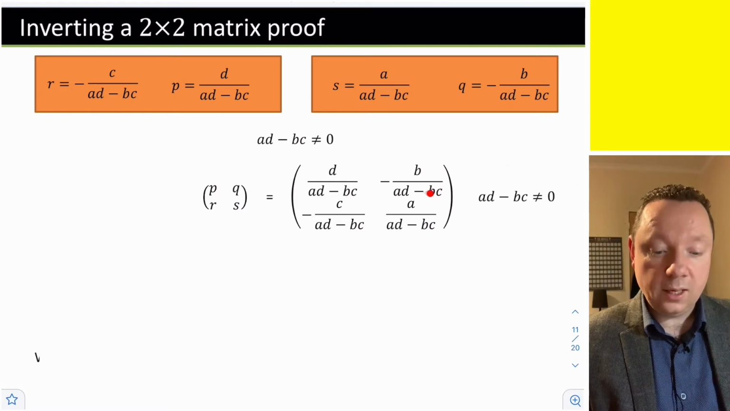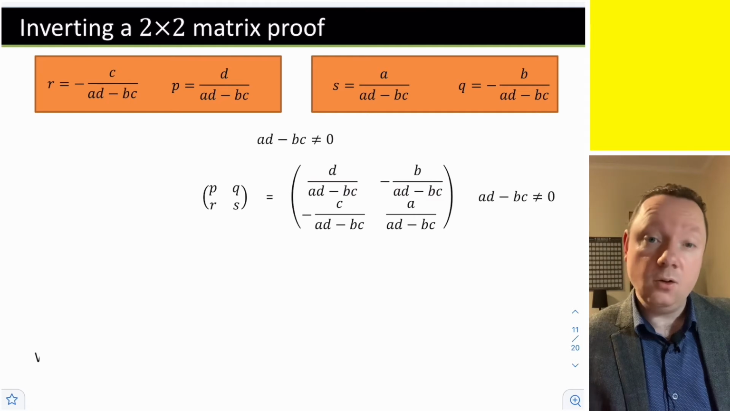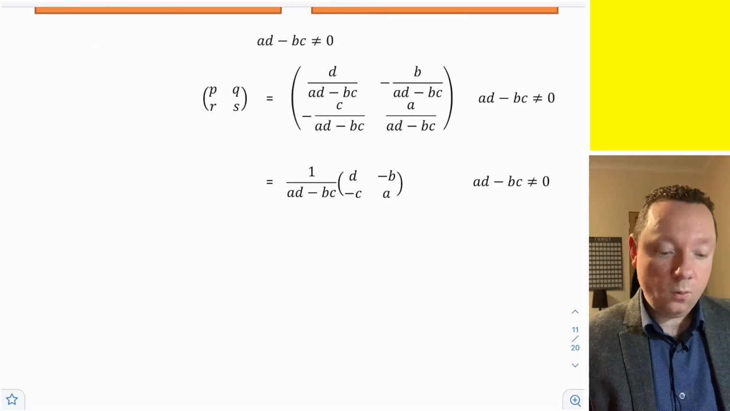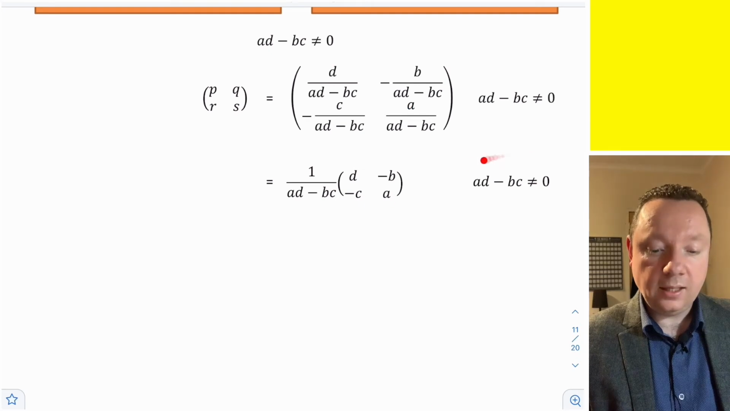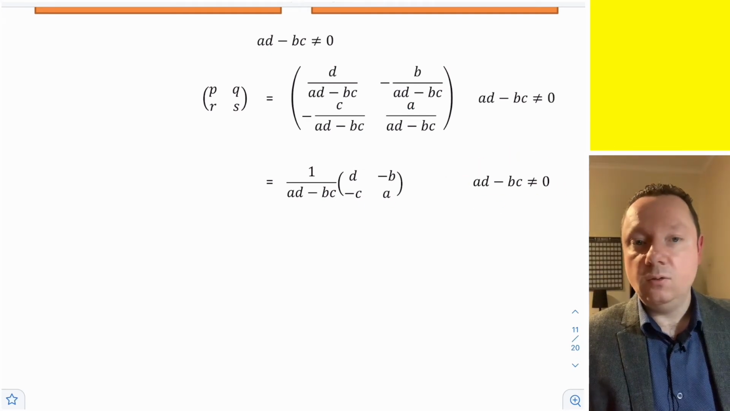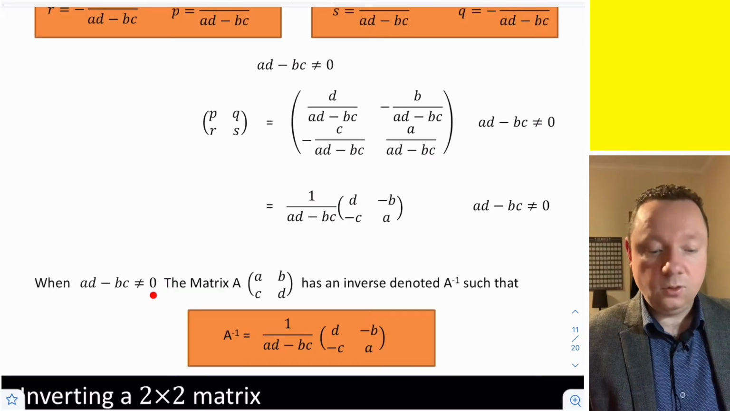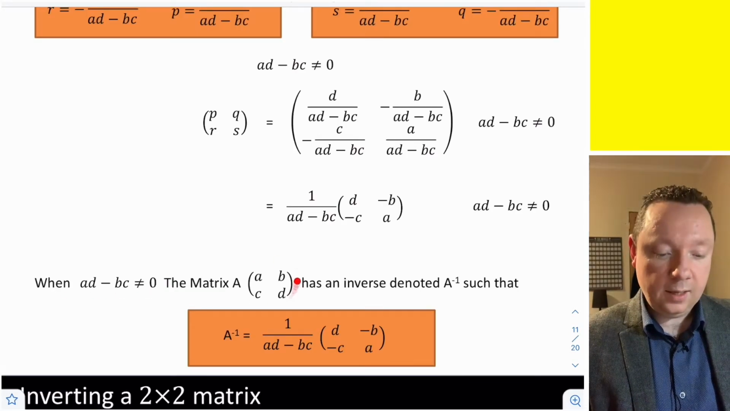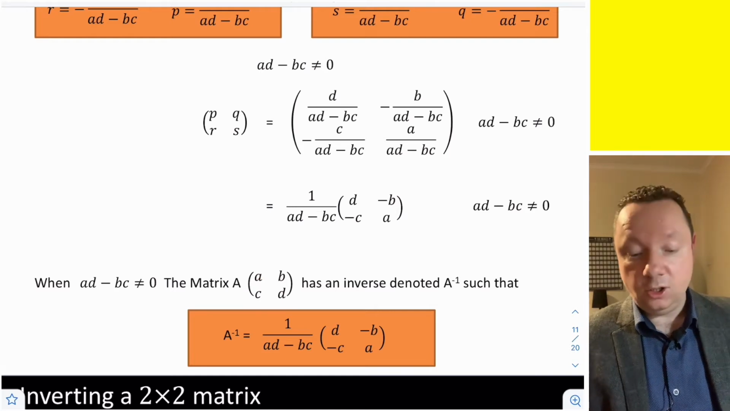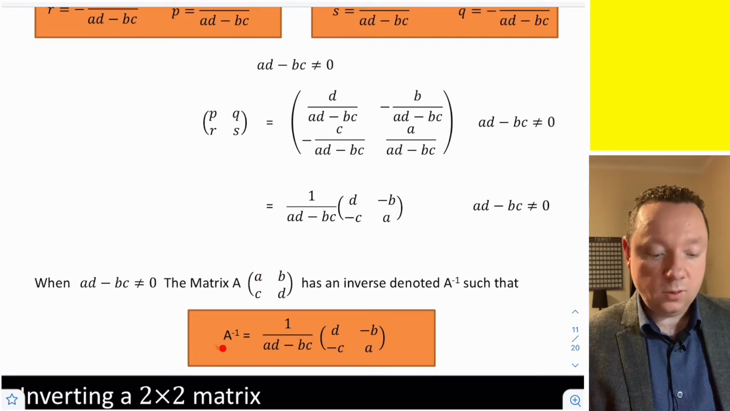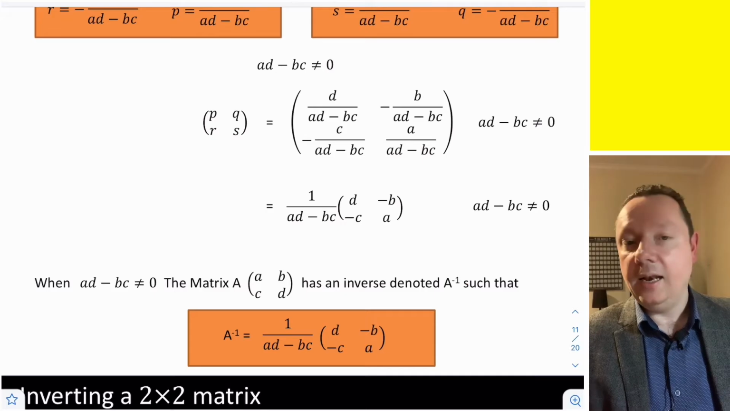But since the denominator is the same for all of them, we can take that out as a common factor. If we do that, we get 1 over the determinant times [d, minus b; minus c, a], provided that the determinant doesn't equal 0. So what have we found out there? We have found out that when the determinant doesn't equal 0, the matrix [a, b; c, d] does have an inverse, which is denoted a minus 1, or a inverse, and a inverse was equal to 1 over the determinant times [d, minus b; minus c, a].